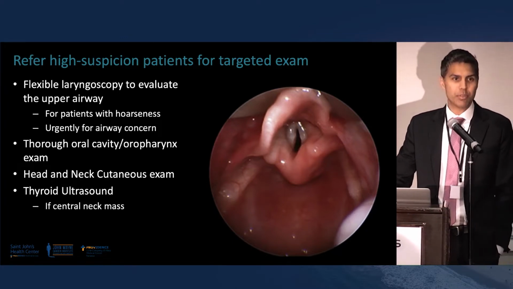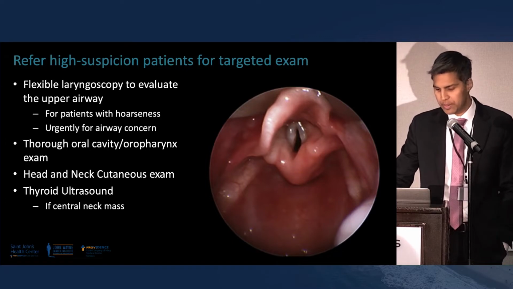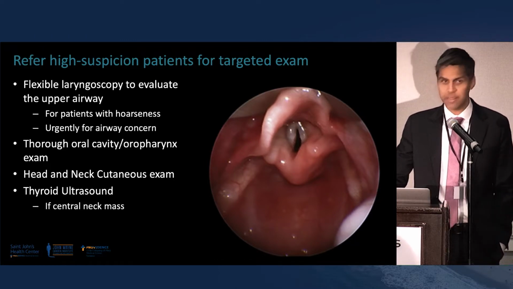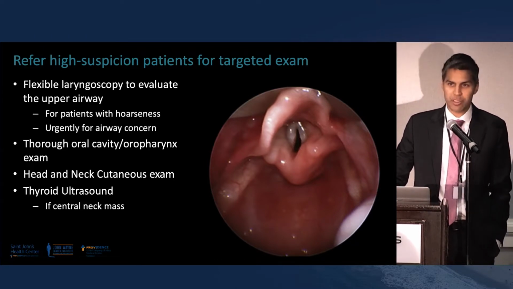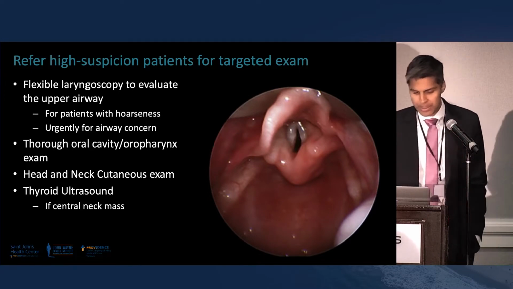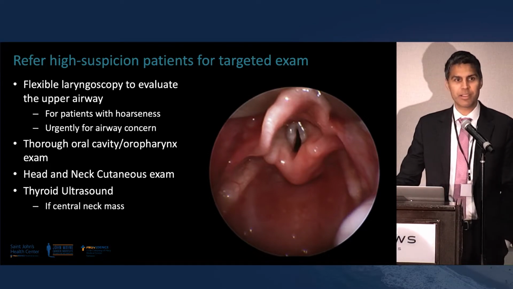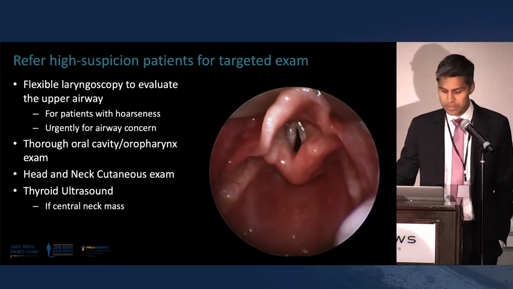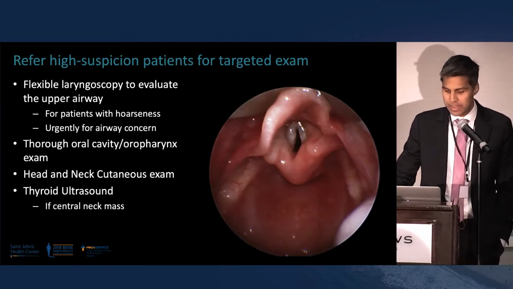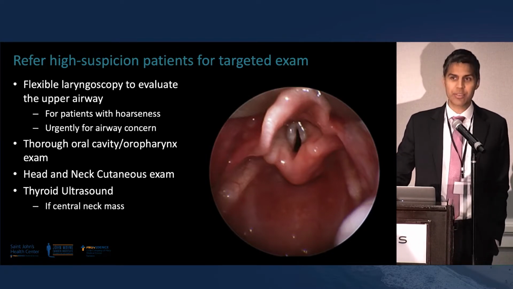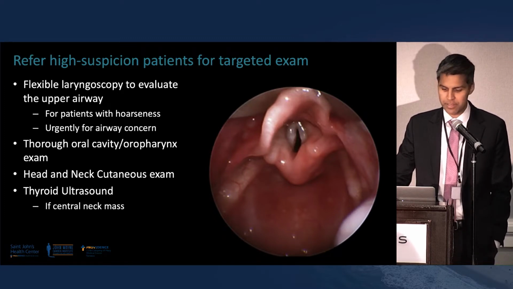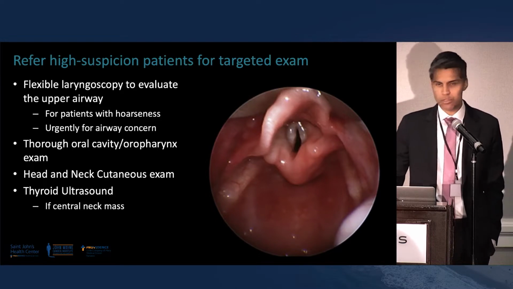So think of referrals in certain cases. Any of us here can perform a laryngoscopy for your patients. This is particularly important if the patient has any hoarseness or throat symptoms, or if you think there could be a tongue-based mass, this is the best way to assess for that. Or urgently, same day, if the patient is having any type of airway concern. You can perform or refer for a thorough oral cavity or oropharyngeal exam. If you think it could be skin cancer related, they may need a dermatology lookover, and you can refer them for a thyroid ultrasound if the mass seems to be associated with thyroid mass.